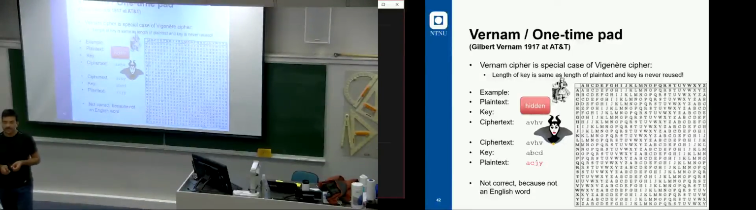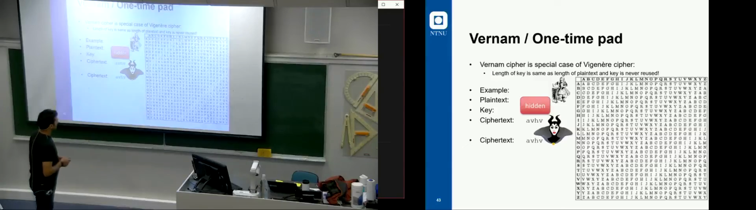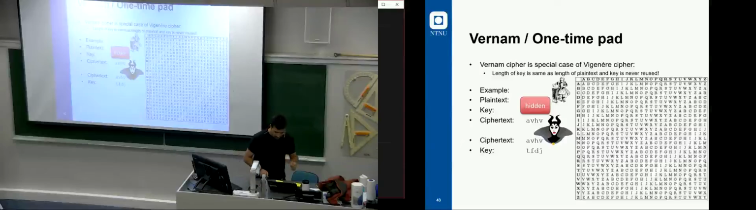What will be her next step? To select some other key. For example, she came up with the key TFDJ, again a guess. Can you tell me what TFDJ will give? If the key is TFDJ and we have the ciphertext AVHV, can anyone tell me what the message will be then?